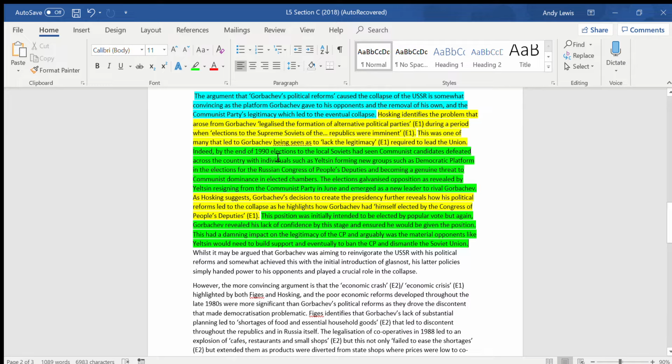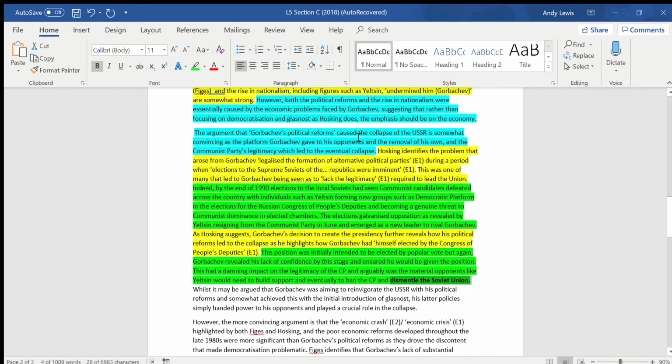This position was initially intended to be elected by popular vote, but again, Gorbachev revealed his lack of confidence by this stage and ensured he would be given the position. This had a damning impact on the legitimacy of the Communist Party, and arguably was the material opponents like Yeltsin would need to build support and eventually ban the Communist Party and dismantle the Soviet Union. Notice that they use that phrase, the collapse, dismantle of the Soviet Union, yeah?